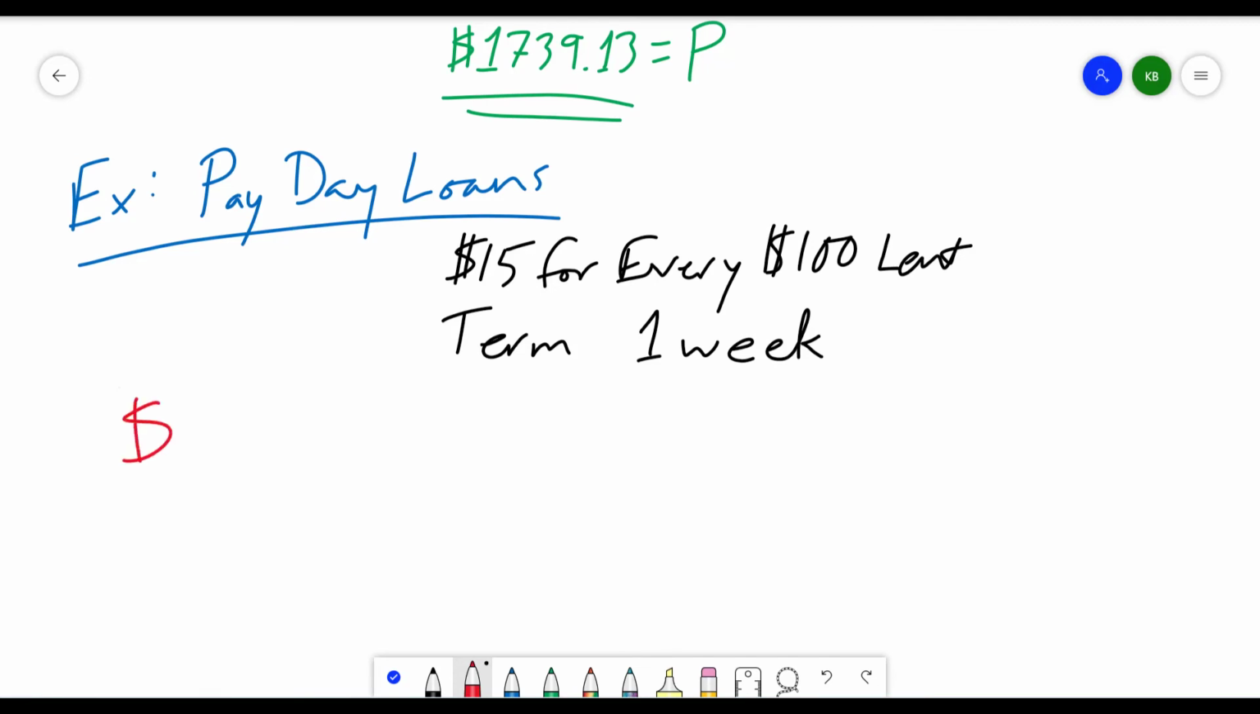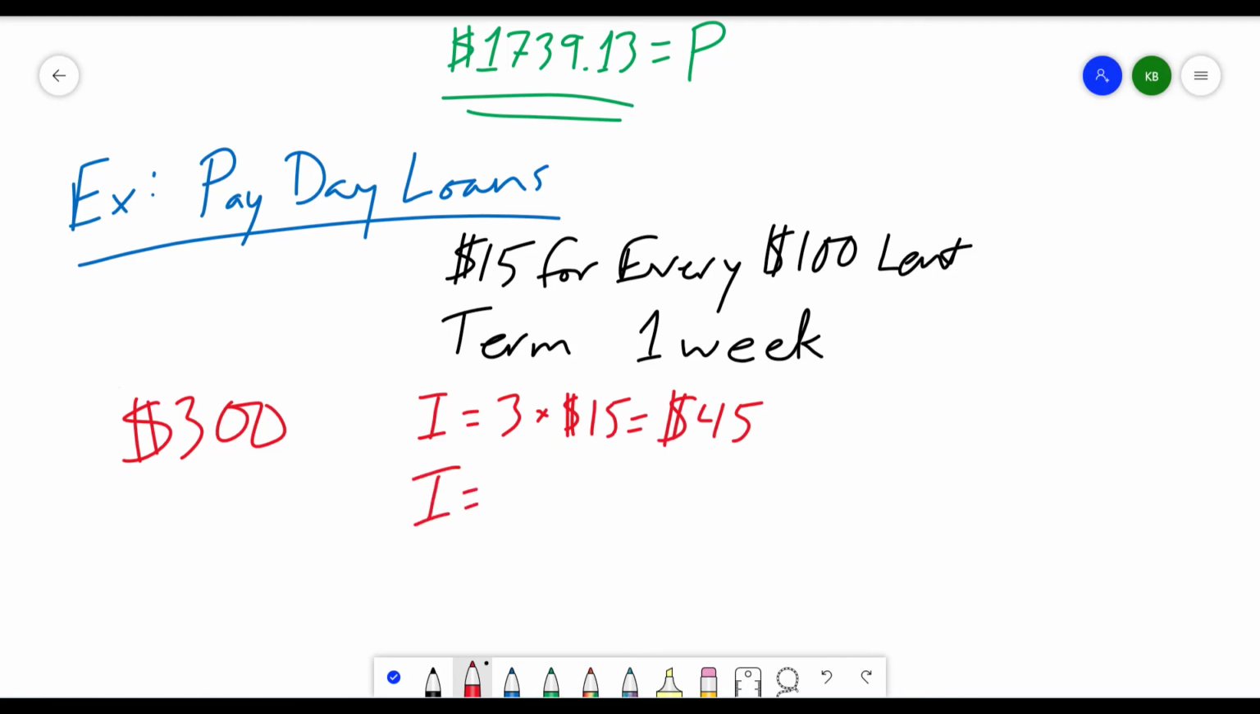So let's say I need $300. The interest that I'm going to pay on that is $15 for every $100. So my interest is going to equal 3 times the $15. So I'm going to pay $45 in interest. All right. So it may not sound too bad, but let's take a look at the way that looks in terms of a full year. So remember, interest equals the principal times the rate times the time, right?